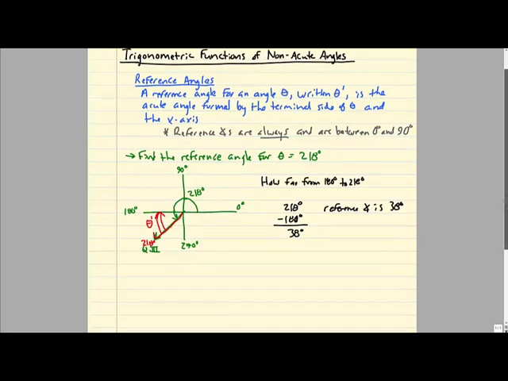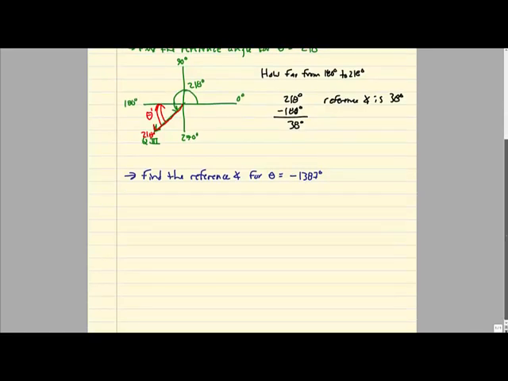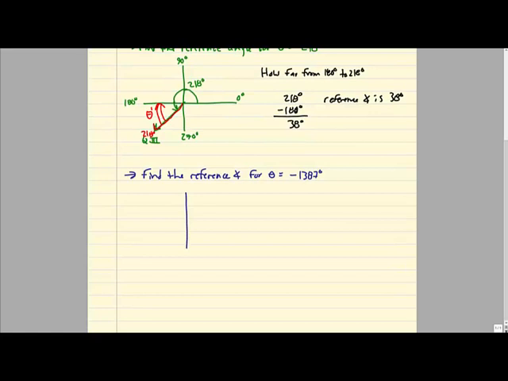Let's go ahead and look at one with a negative measurement. We could spin around in the negative direction. So for this one, let's go ahead and find the reference angle for theta equals negative, we'll just pick some big numbers, negative 1387. Again, we're going to want to draw a picture here. We'll have our Cartesian coordinate system. We're moving in the negative direction.